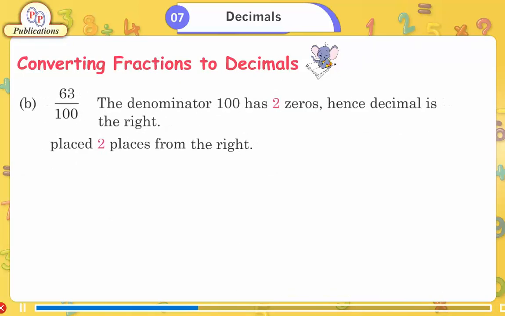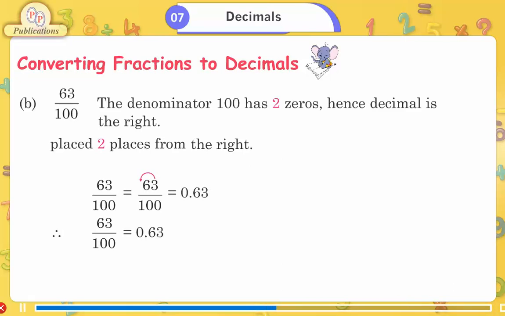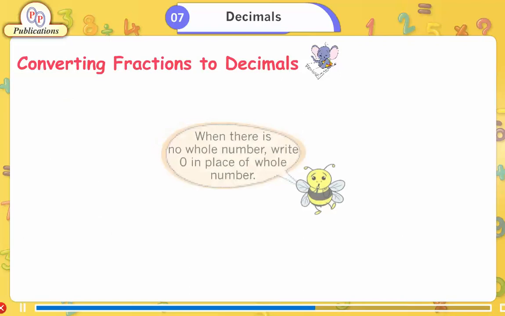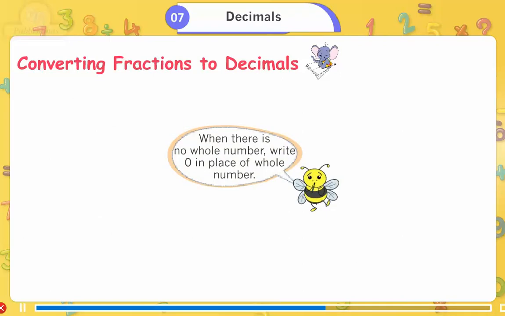B. 63 upon 100. The denominator 100 has 2 zeros. Hence, the decimal is placed 2 places from the right. 63 upon 100 is equal to 0.63. When there is no whole number, write 0 in the place of the whole number.